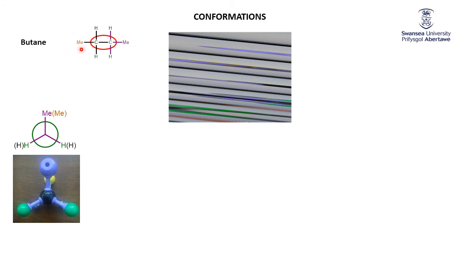That is this orange methyl group, and of course it's right behind it, so therefore we put it in brackets. So methyl eclipsing methyl, green hydrogen eclipsing silver hydrogen on the left, green hydrogen eclipsing silver hydrogen on the right. And so as I did last time, I'm now going to do some rotations.